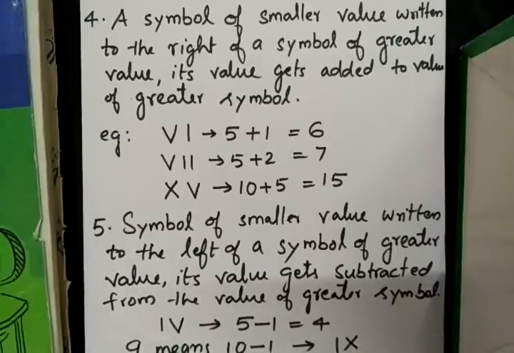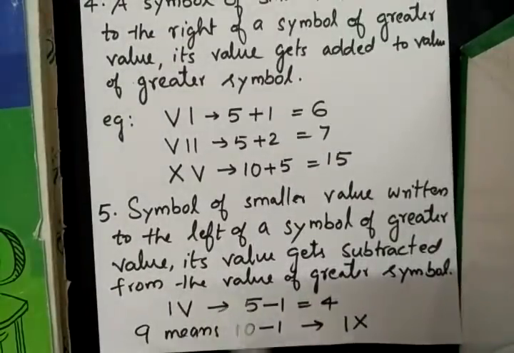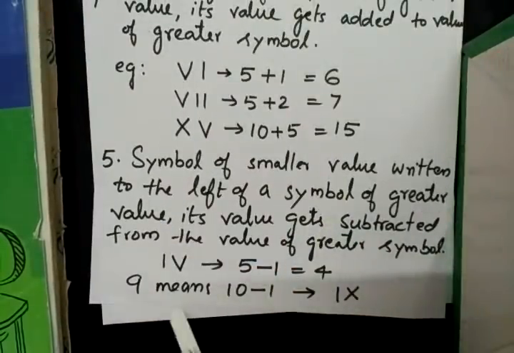9 means, we know how we can write 9 as 10 minus 1. To represent minus 1, we have to write it on the left side. So 9 means 10 minus 1. So that represents 10 minus 2. Here it is minus, so we will put it on the left.